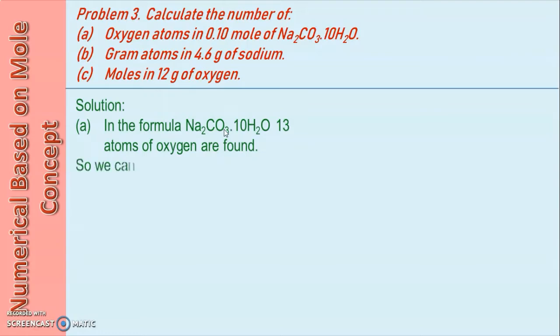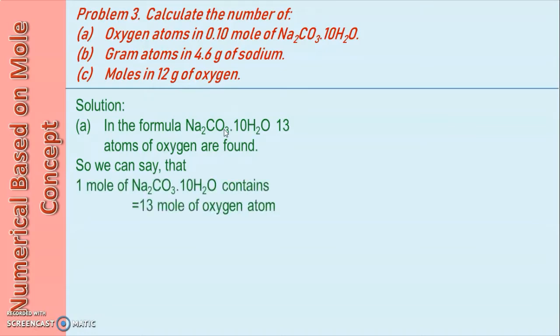What does it mean? In 1 mole of sodium carbonate decahydrate, 13 mole of oxygen atoms are present. So we have to find out what is the number of mole of oxygen in 0.10 mole of sodium carbonate decahydrate. So in 0.10 mole of sodium carbonate decahydrate, you can find 13 into 0.1, that is equal to 1.3 mole of oxygen atoms.